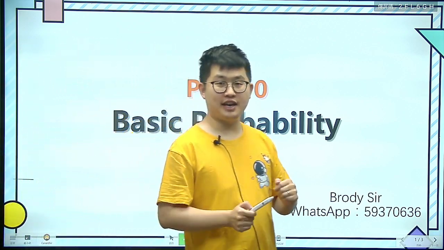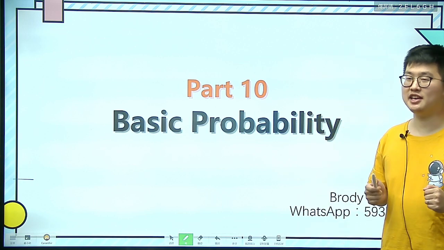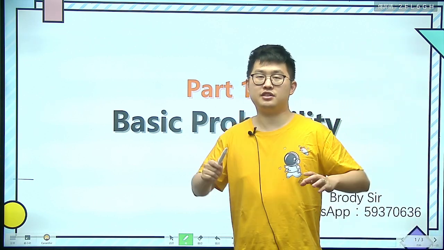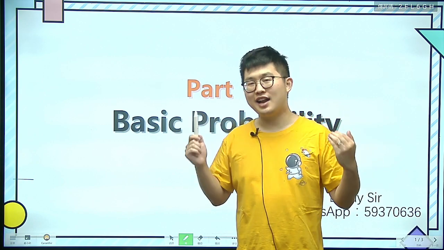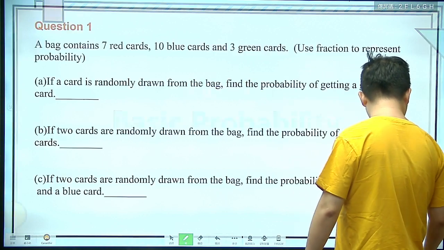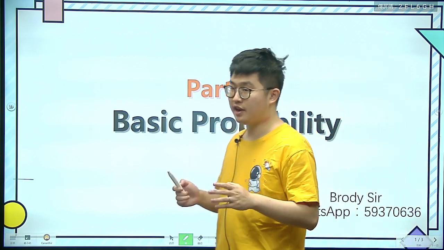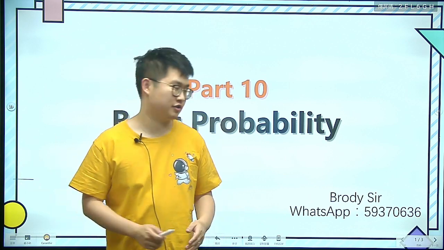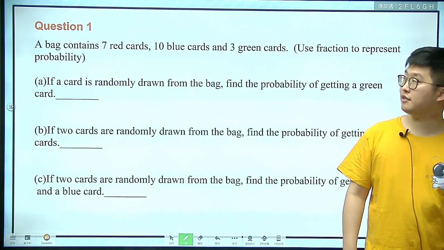Today's topic is basic probability. Probability is how likely something is to happen. Today's questions are picked from DSE math, so they can be a bit difficult. Now let's take a look at the first one.